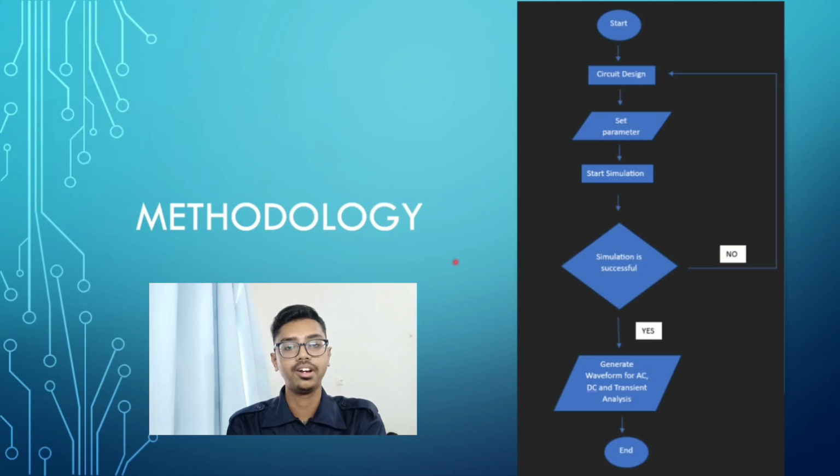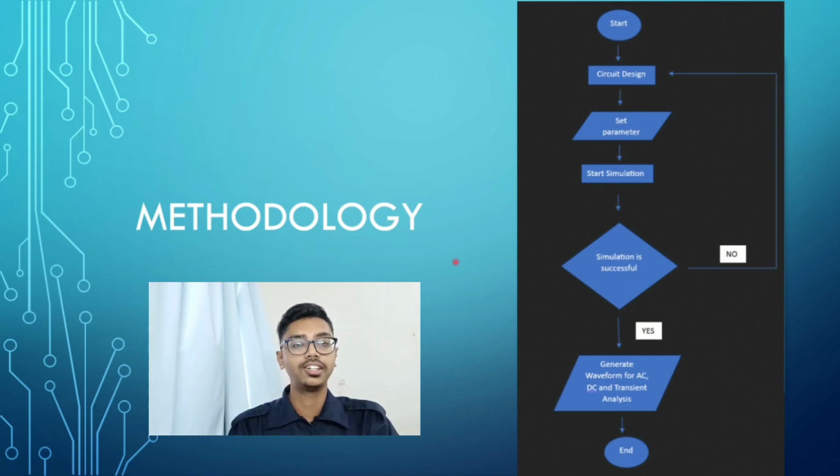Hi, I am Kavin Raj, son of Mongredas, and my metric number is 2010-31469. Now, I am going to explain the flowchart of our mini project. First, we design our circuit in LTSpice software. Then, we set the parameters involved in the circuit, such as the values of voltage supply, load capacitance, and other relevant values. Then we start our simulation.